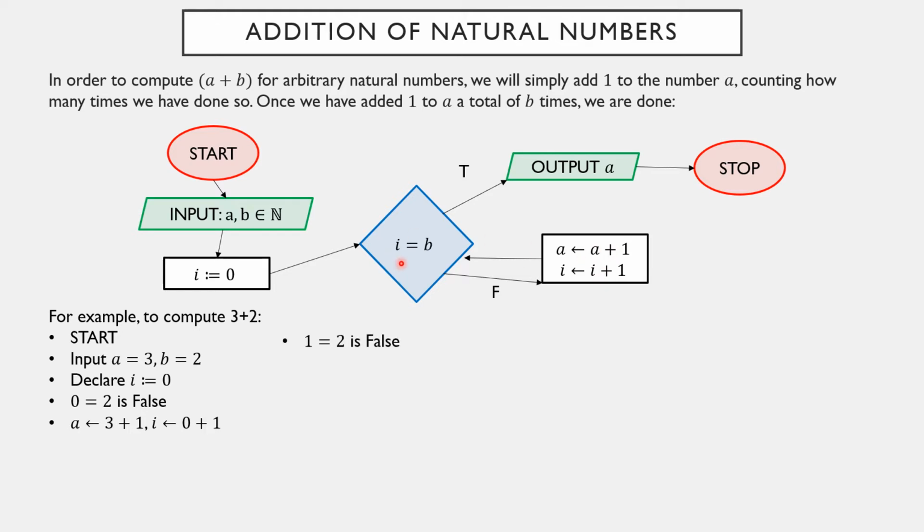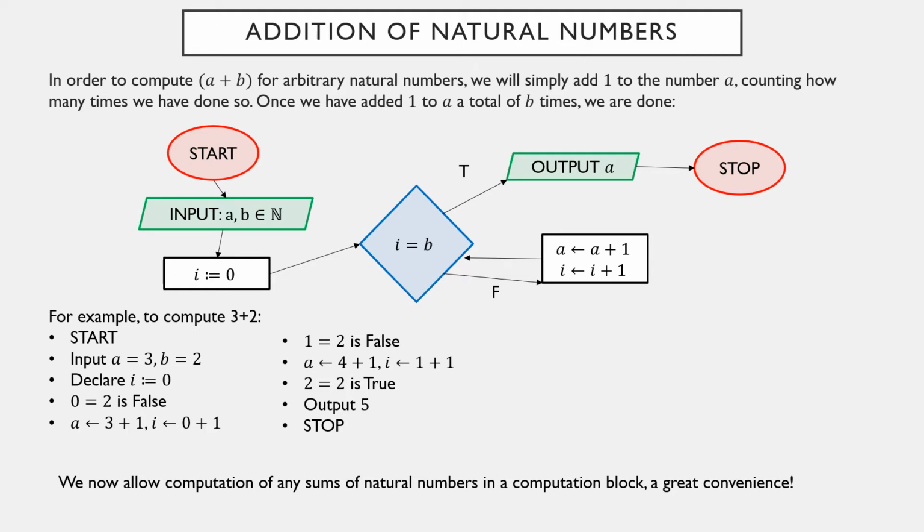Come back here. Is 1 equal to 2? No, it's not. So increase a by 1, so now it is 5, and also increase i by 1, so now it is 2. Is 2 equal to 2? Yes, it is. Output the current value of a, which is now 5, and stop. So every time I add 1 to a, I add 1 to my counter. Once my counter reaches the desired number of times to add 1 to a, that's when I know to stop.